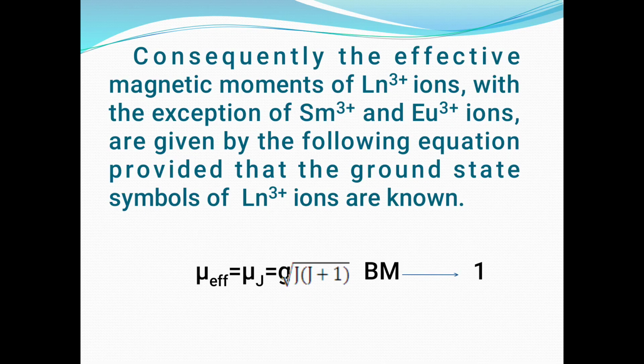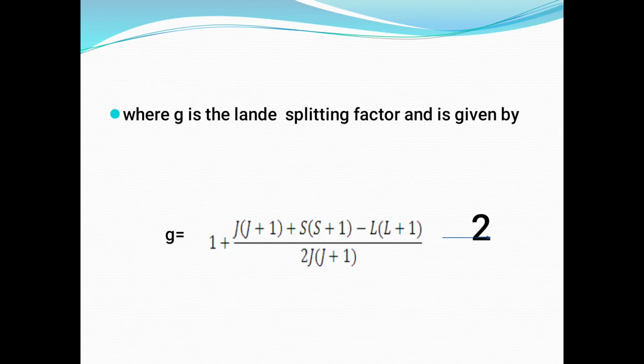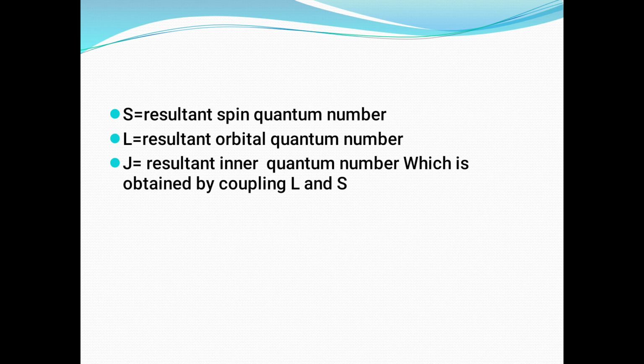The effective magnetic moment of lanthanide 3+ ions is given by the following equation. It is provided by the ground state symbol of the lanthanide 3+ ions. Here, g is the Landé splitting factor. It is represented by g = 1 + [J(J+1) + S(S+1) - L(L+1)] / 2J(J+1), where S is the resultant spin quantum number, L is the resultant orbital quantum number, and J is the resultant inner quantum number, which is obtained by coupling L and S.